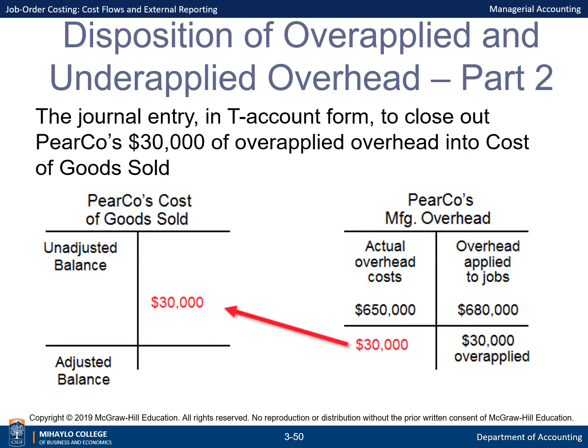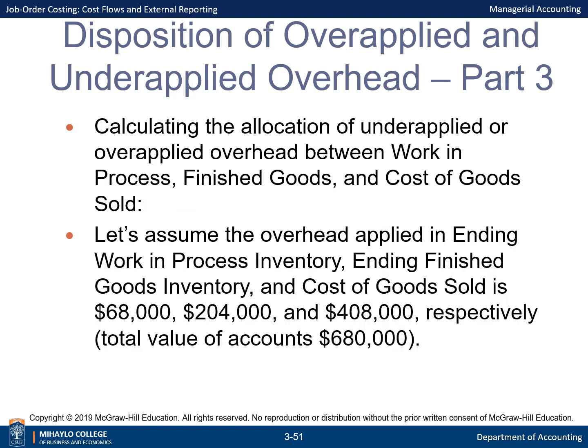The journal entry in T account form to close out Perco's $30,000 of overapplied overhead into cost of goods sold is to debit the manufacturing overhead account for $30,000 and credit or reduce cost of goods sold by the same amount. To calculate the allocation of underapplied or overapplied overhead between work in process, finished goods, and cost of goods sold, the overhead applied currently in each account is needed.